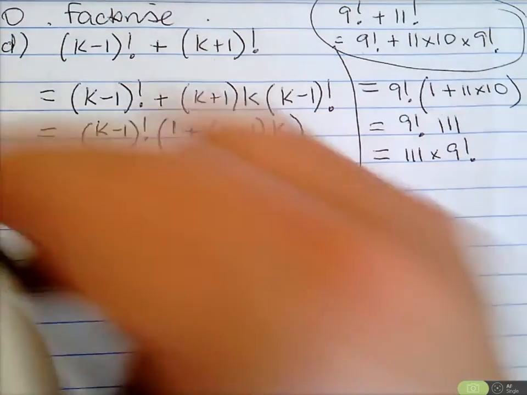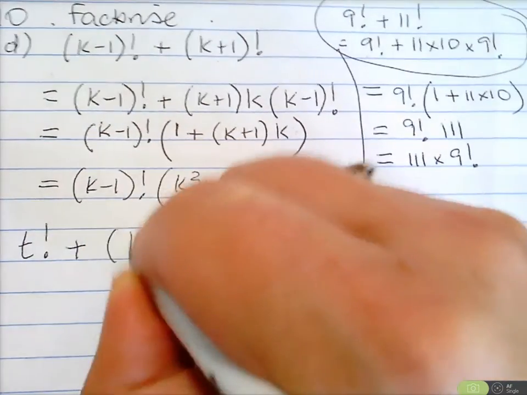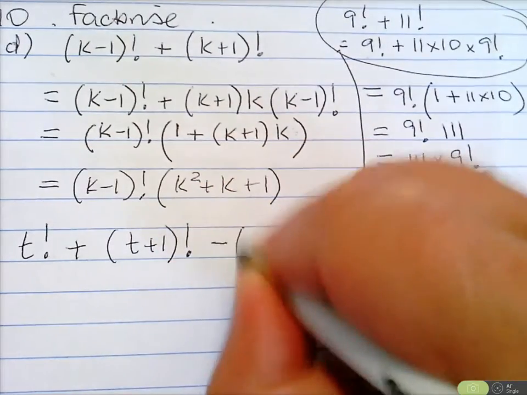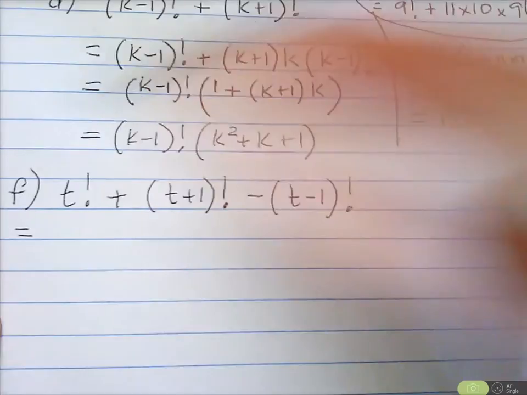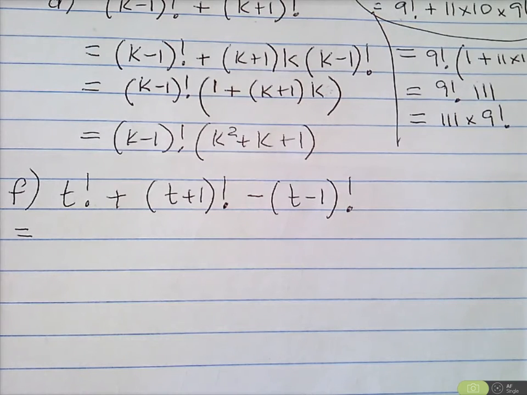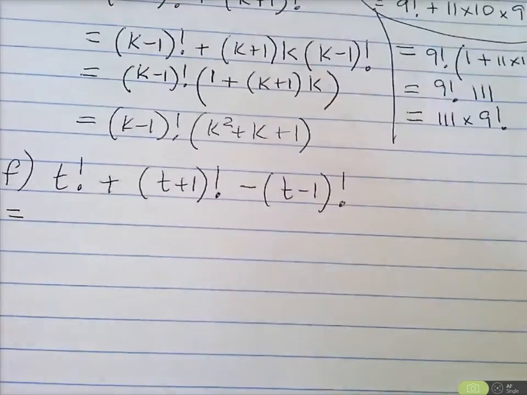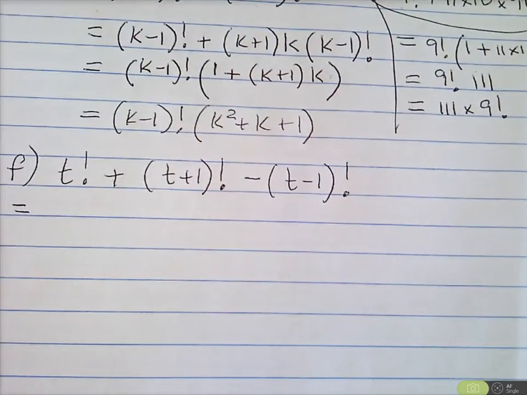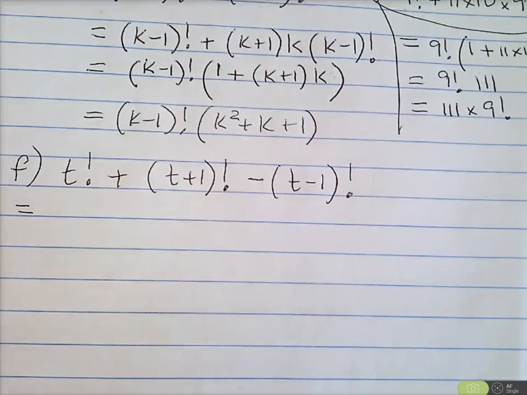I think I might just do F as well. Factorize this. Can you do it on your own? Factorize that. T factorial plus t plus 1 factorial minus t minus 1 factorial. How would you factorize this? Girls, I'll be looking for which one's the biggest one. There's 2 that are bigger. Well, that's the biggest, but I want a factor for all 3 of them. You need to bring them all down to the smallest one.